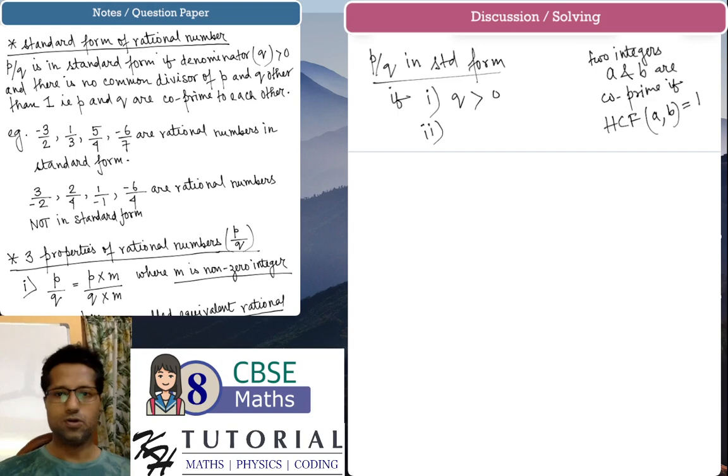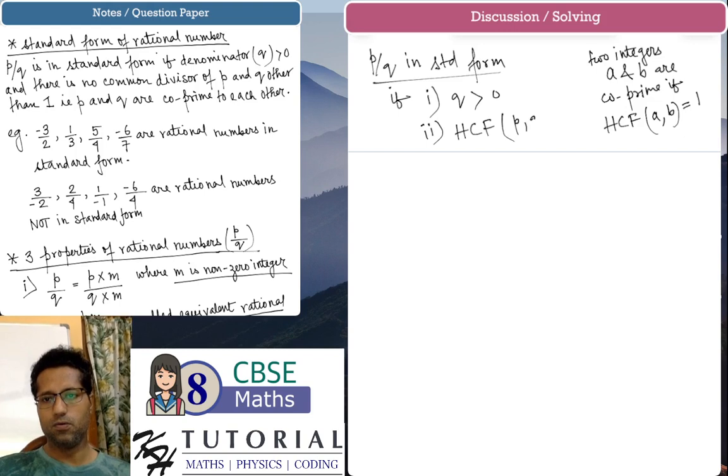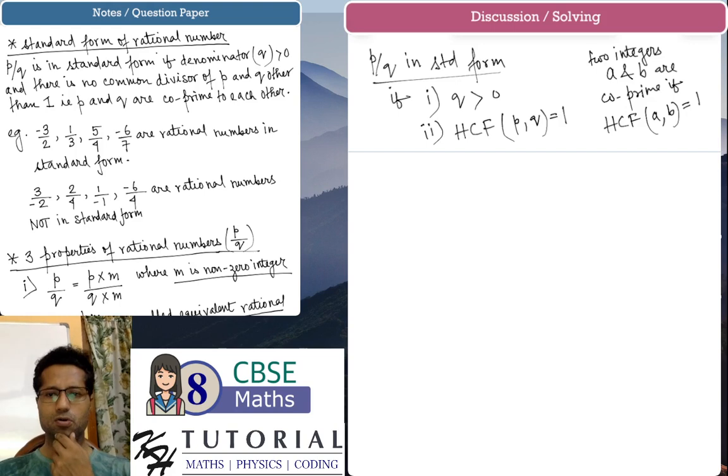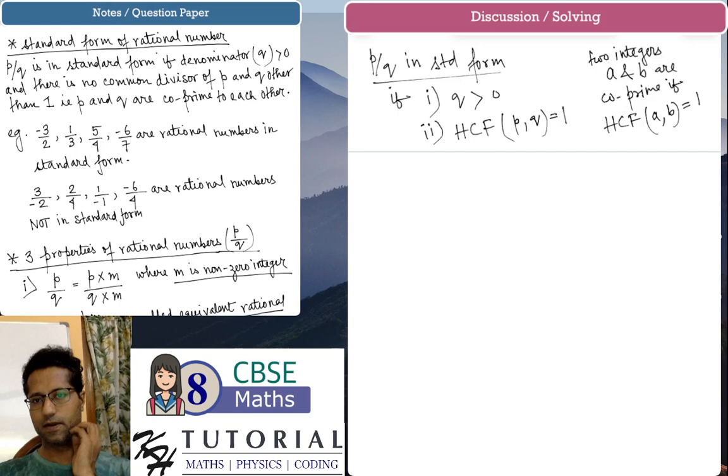to each other. So in this we must have P and Q co-prime, which actually means that HCF of P and Q has to be equal to 1. HCF of P and Q equals 1 means there is no common divisor between P and Q other than 1. So any rational number P by Q will be in standard form if these two conditions 1 and 2 are satisfied: the denominator has to be greater than 0, the denominator is Q, and P and Q should not have any common divisor, that is, the HCF of P and Q should be 1.